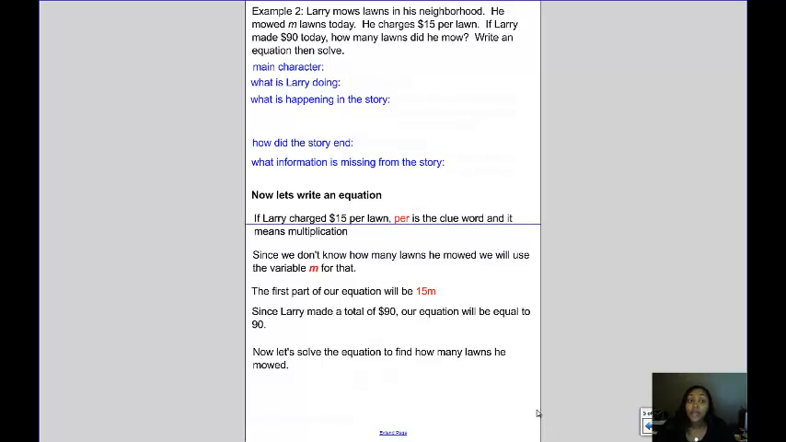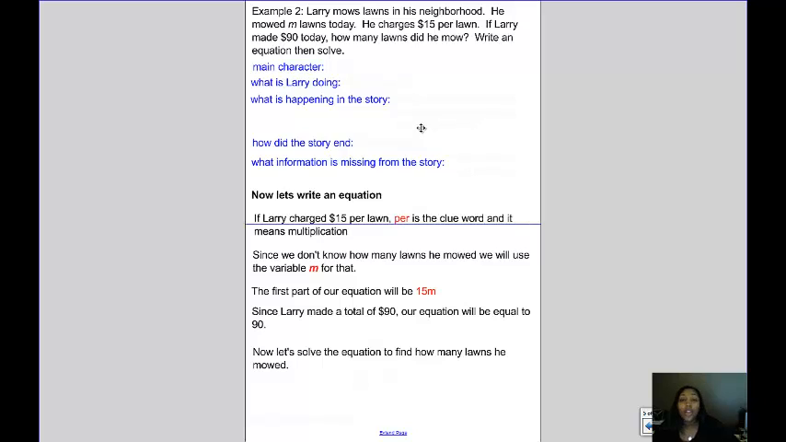Now sometimes you'll have a word problem that you have to actually write as an equation. So it won't be quite as easy as it is if you just have a word phrase. So let's look at this example. Larry mowed lawns in his neighborhood. He mowed M lawns today. He charges $15 per lawn. If Larry made $90 today, how many lawns did he mow? Write an equation, then solve.